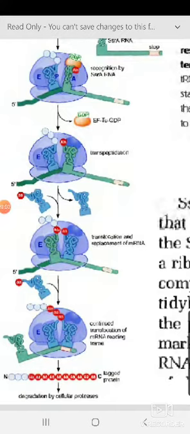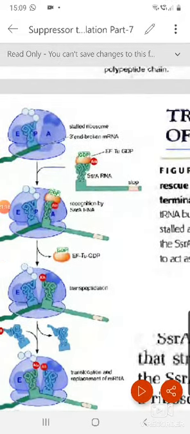Because of this tag, some protease will recognize and destroy the protein, this entire protein. But at the same time, the ribosome will get released, and the mRNA which was trapped gets released. All the tRNA also get released. So you need to think like that.